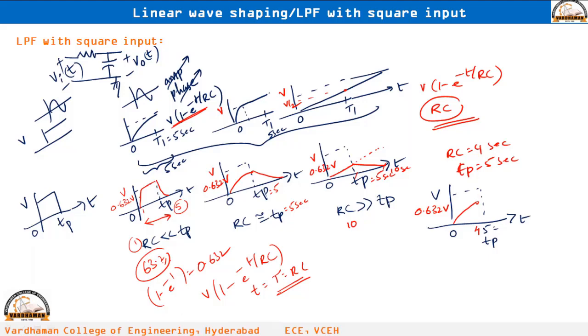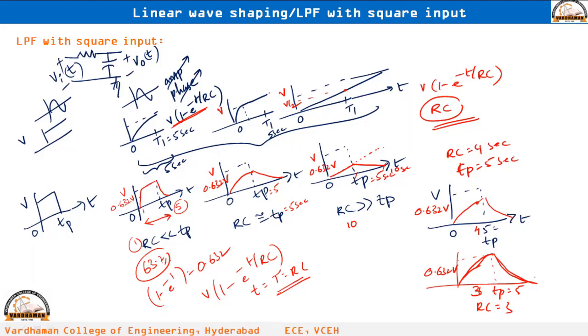Then what is happening here? It is continuing to charge like this, then it will decrease. Next, if you take it in some other way, for example, TP is 5 seconds and RC is equal to 3 seconds. So within 3 seconds, the output can reach 0.632 V, and it is charging up to V volts like this. Then it will start discharging, because after T is equal to TP there is no input. Okay, so like this also you will get.